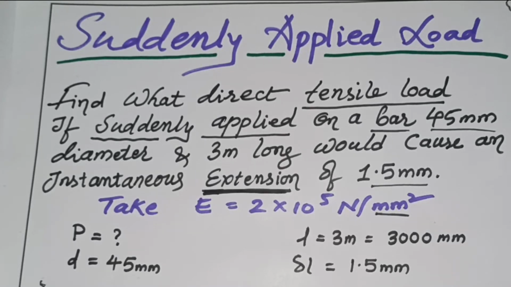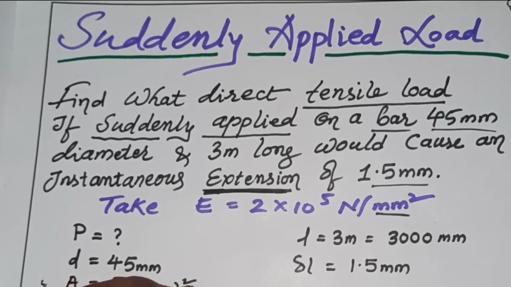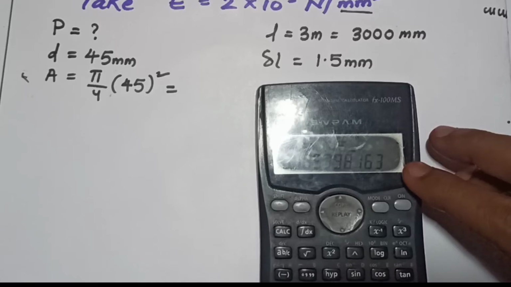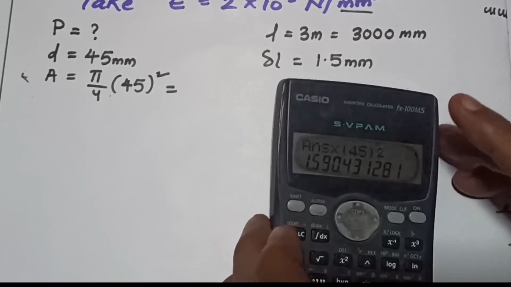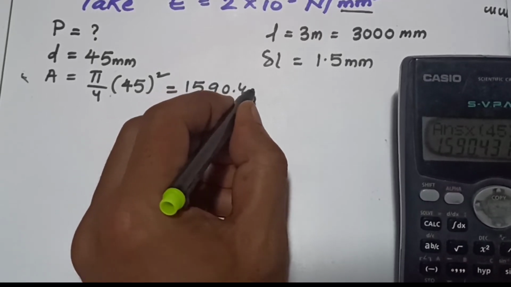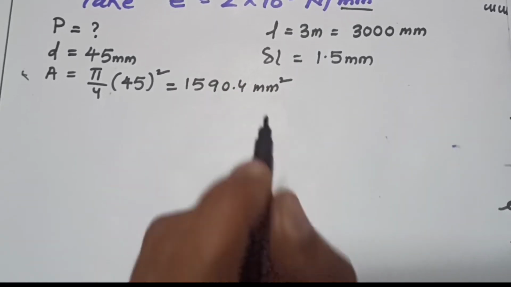So first, to calculate the stress you require the area. So first calculate the area for the element, that is pi by 4 d square, it means pi by 4 into 45 square, which is 1590.4 millimeter square. The unit of area is millimeter square.